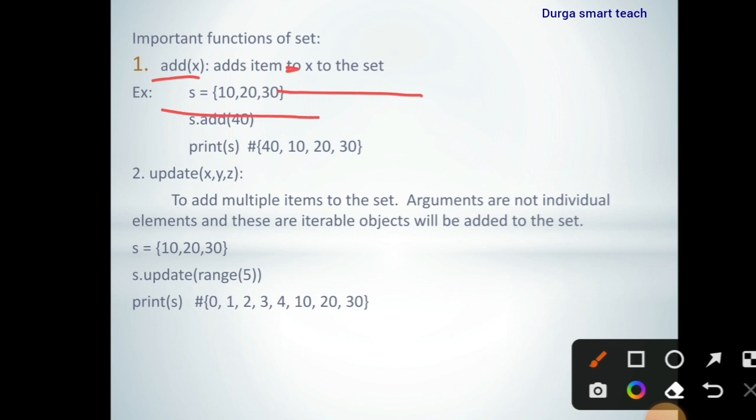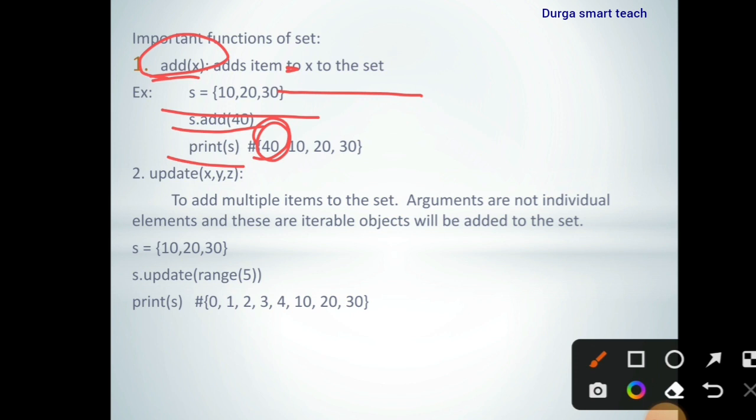So here set contains 10, 20, 30. Next I want to insert one more element. So that's why s dot add of 40. I want to insert 40. Okay, so next if you print, the elements will be 40, 10, 20, 30. Element is inserted at a random place because there is no indexing. Next, add function is used to add only one element into the set.